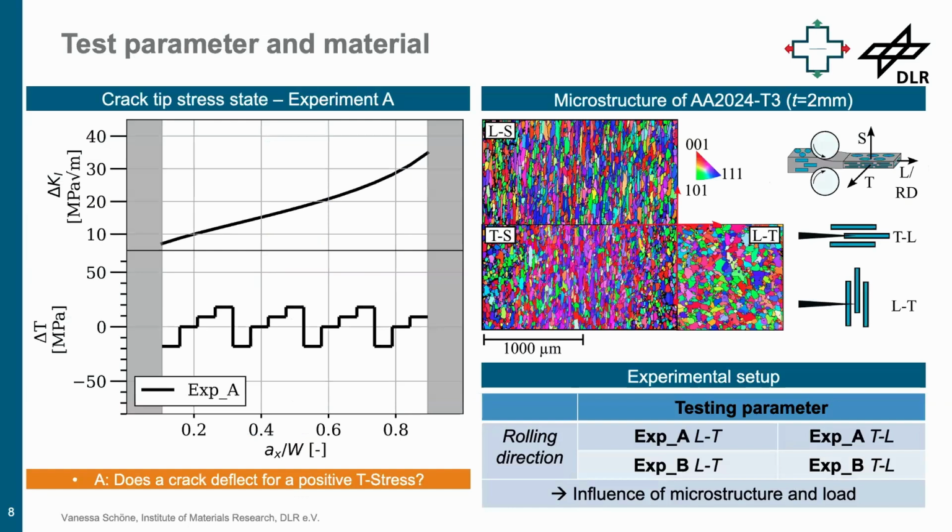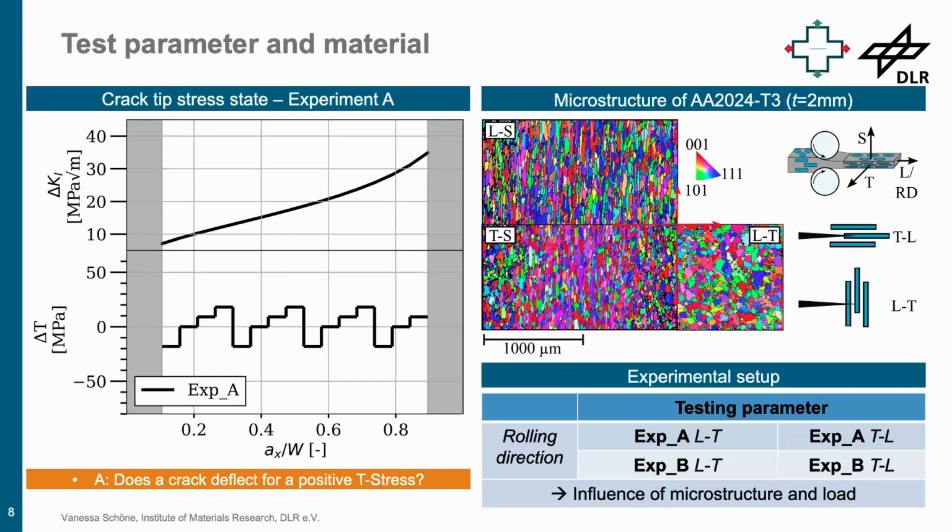The material that we use is, as you can see here, aluminum alloy 2024 with a thickness of 2 millimeters. It's kind of thin because the material is cold rolled, and this causes some anisotropic properties within the material, some kind of texture formation. So it has two different orientations, namely TL, where the crack grows parallel to the elongated grains, and LT, where the crack grows perpendicular to the elongated grains, to outline the influence of the microstructure within the material.